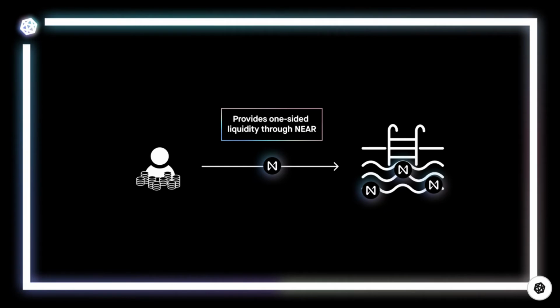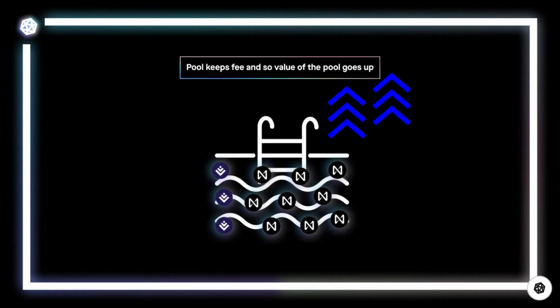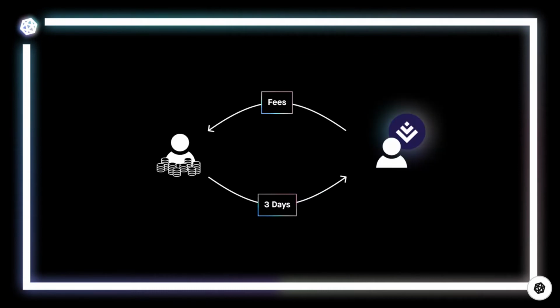This StNia goes into the pool, and then when an StNia holder comes in looking to trade their StNia for NIA, the pool receives the StNia, returns them back NIA, keeping the fees, and therefore the pool value grows over time because the pool accumulates these fees over time. And therefore what role the liquidity providers actually do is they trade their time for money.